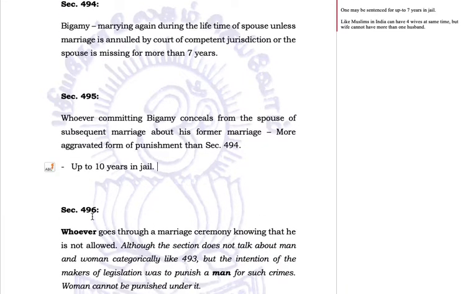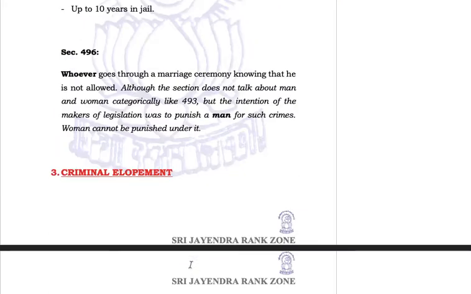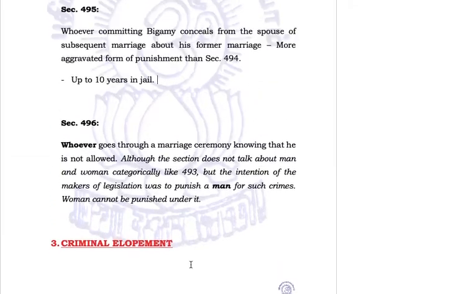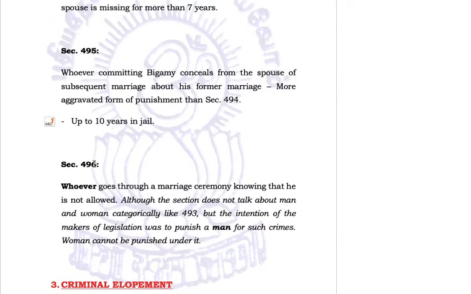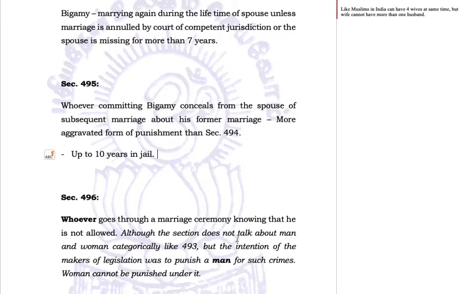Section 496. Whoever goes through a marriage ceremony knowing that he is not allowed, although the section does not talk about man and woman categorically like section 493, but the intention of the makers of the legislation was to punish a man for such crimes, women cannot be punished under it. Section 496 is punishment for 495 or 494. Whoever goes through a marriage ceremony knowing that he is not allowed, then he shall be punished. Okay, this is the punishment.